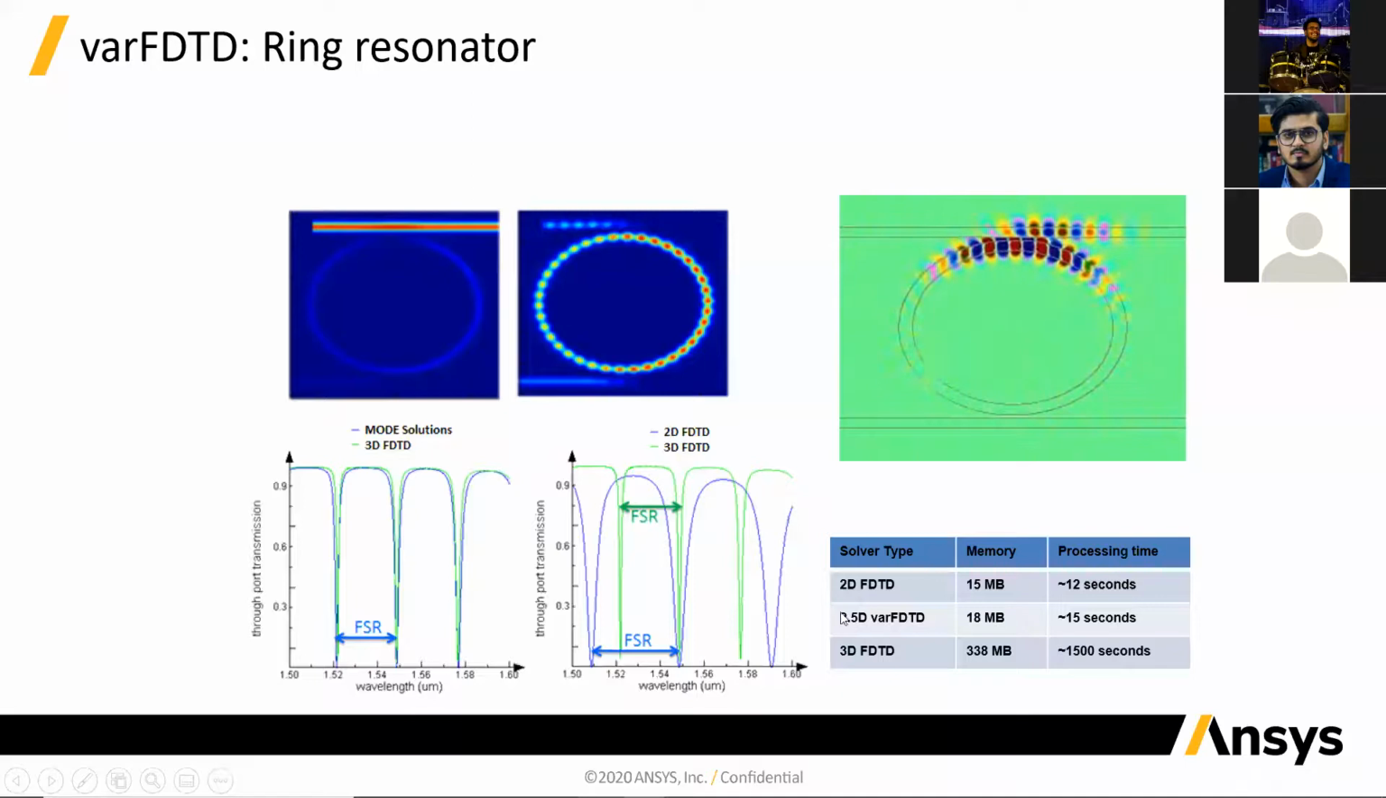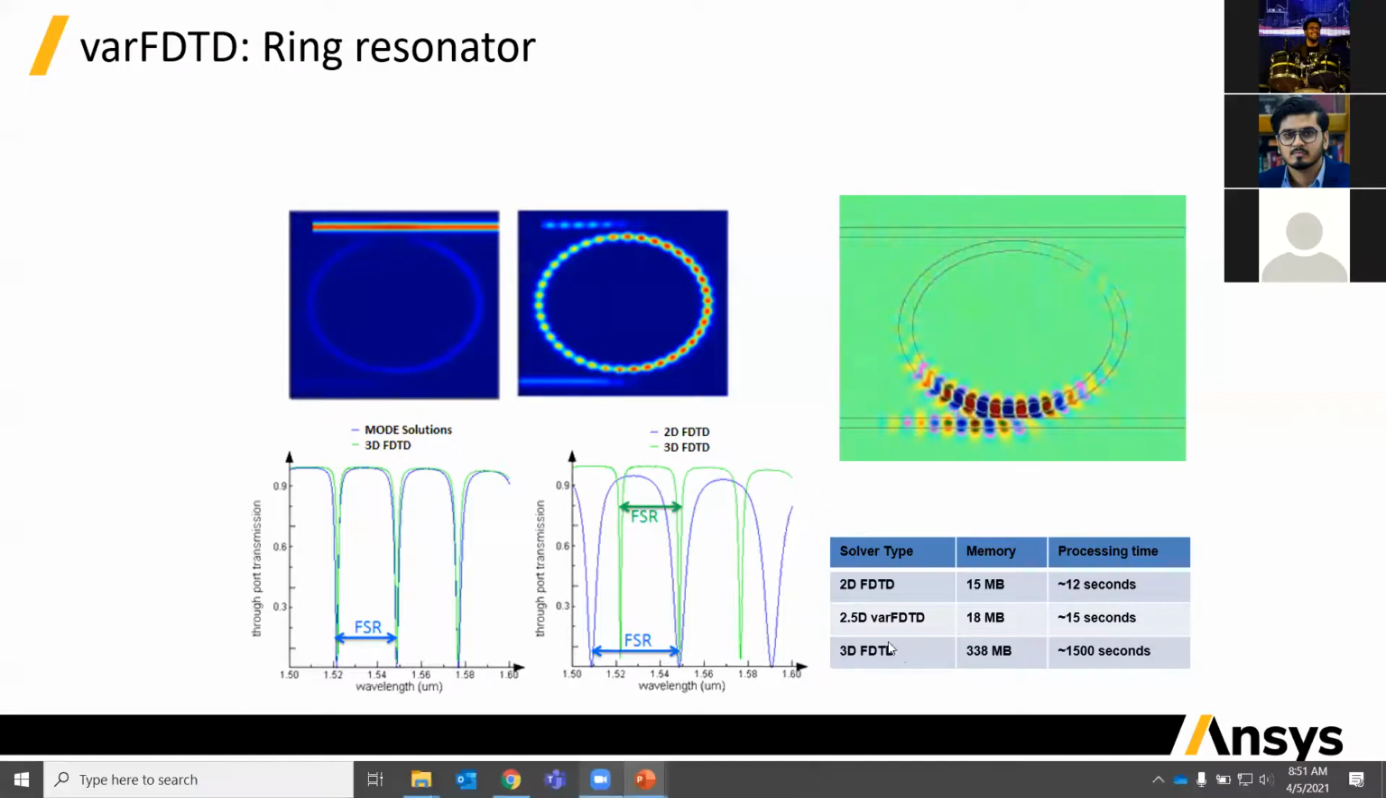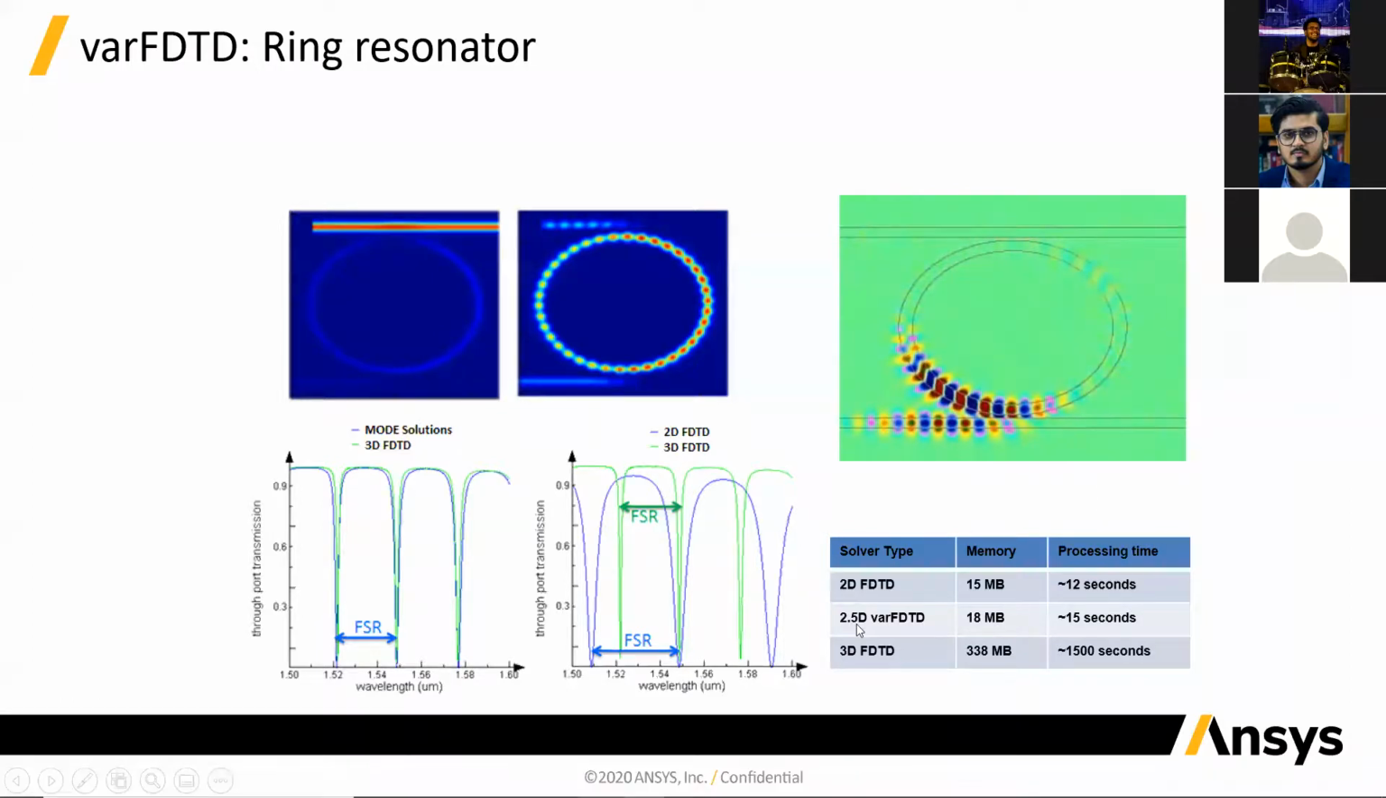The reason we call it 2.5D varFDTD is because even though it's a 2D simulation, you take into account the vertical direction by calculating the slab modes, and so it's more accurate than a simple 2D simulation. That's what the name 2.5D varFDTD indicates.